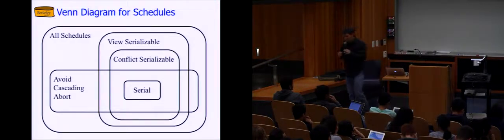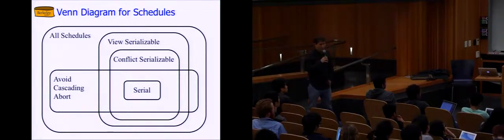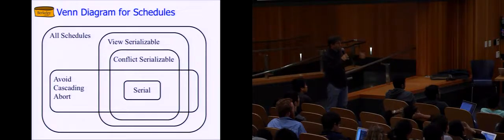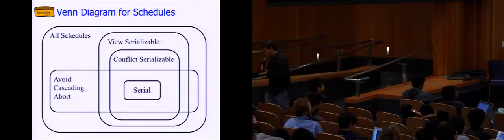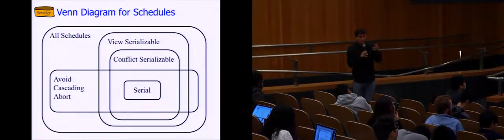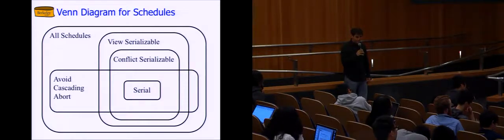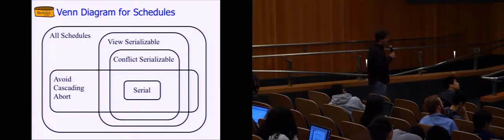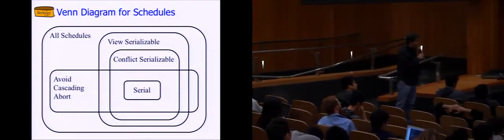Okay, just to bend your head a little bit, here's a Venn diagram of the schedules that are permitted by different definitions of serializability. So there's the space of all possible schedules, right? You have a set of transactions, they have a set of actions. All the permutations of those actions defines all the schedules. Make sense? So the list of all schedules is the permutation of all the actions across all the transactions in your workload. A subset of all the schedules are the schedules that avoid cascading abort.